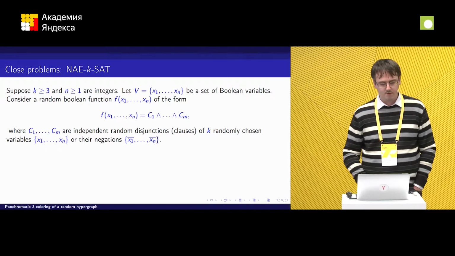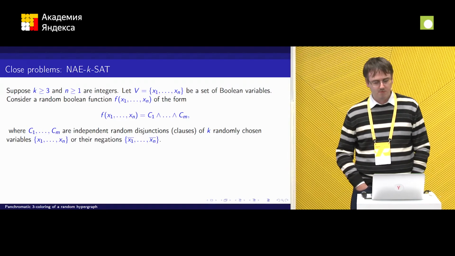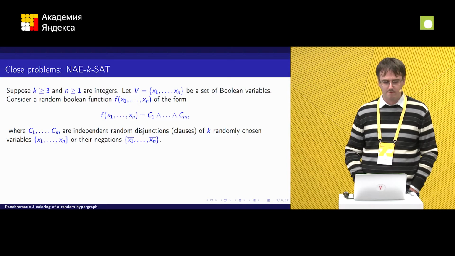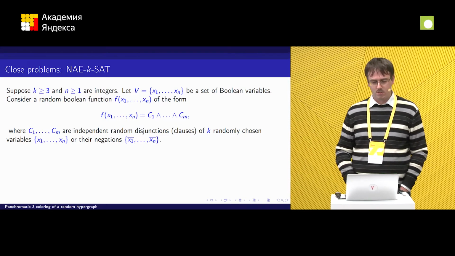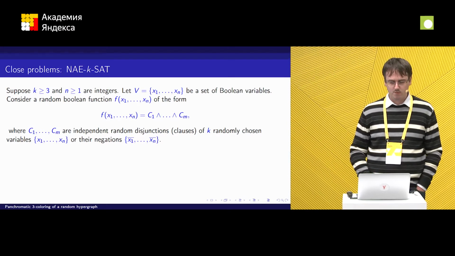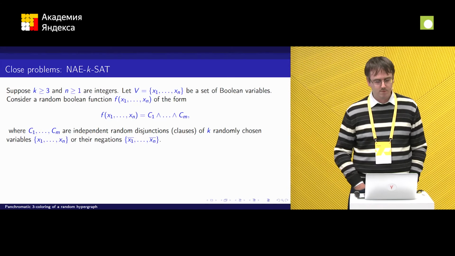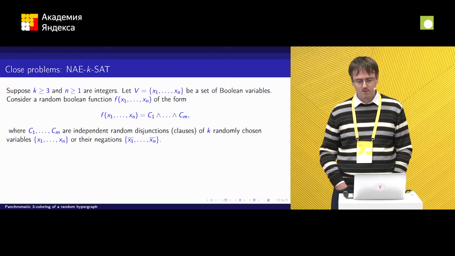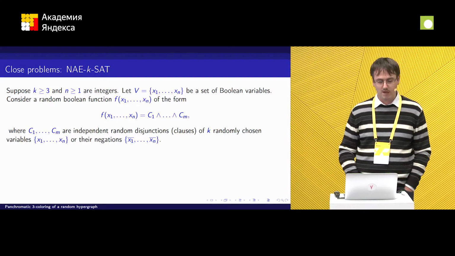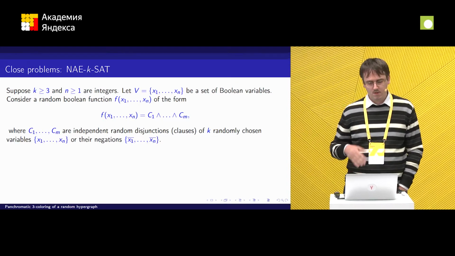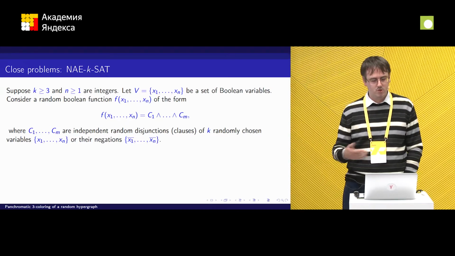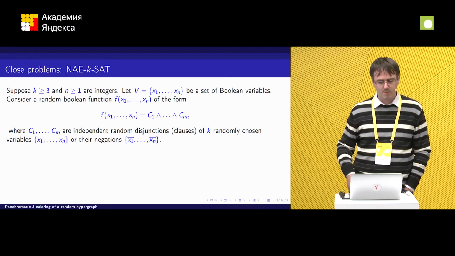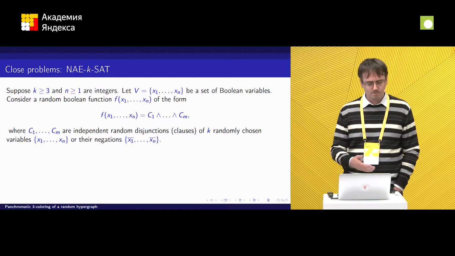So we have two integers, k and n, and we consider a random Boolean function of n Boolean variables, f of x1, ..., xn. This function has a very special form. It is equal to the conjunction of m disjunctions, C1, ..., Cm. They are independent and random disjunctions of k randomly chosen variables or their negations. So every disjunction consists of k elements, and every element is chosen independently and randomly. It is either a variable x_i from the set x1, ..., xn, or maybe the negation of these variables.